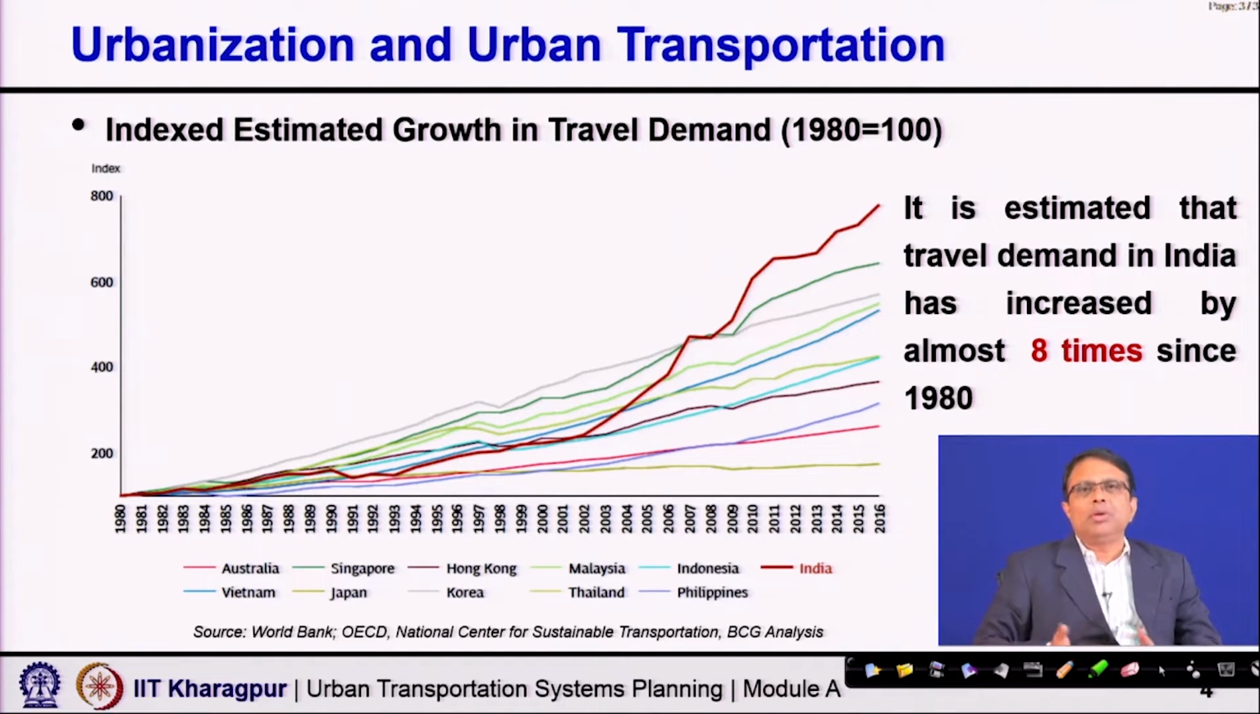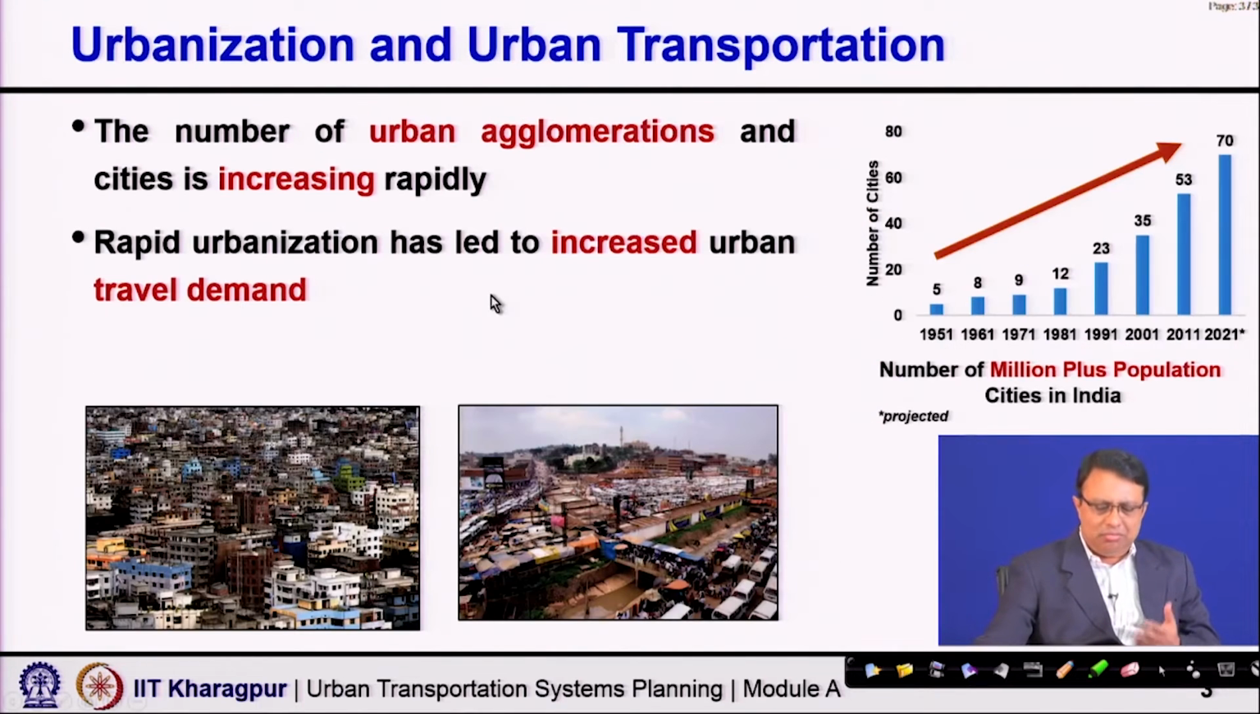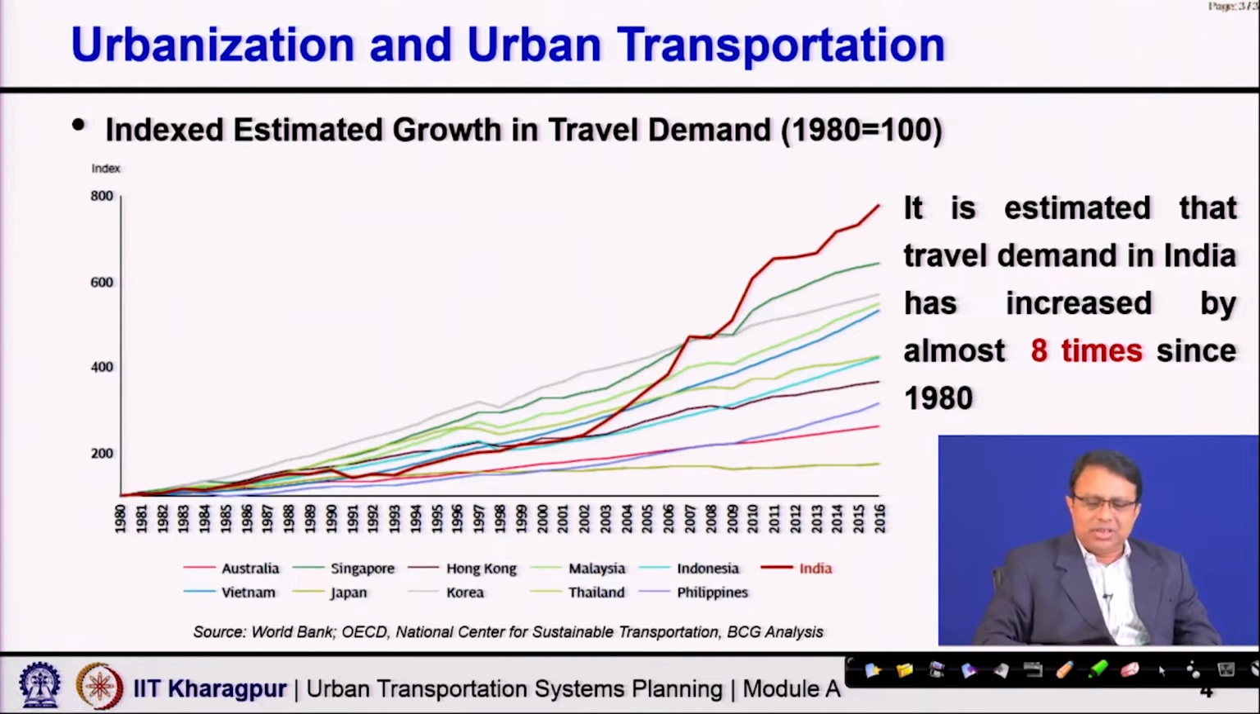Now, because more people are living in urban areas, the travel demand is also increasing. More people are living, so more people want to travel. So, obviously, the overall travel demand in urban areas is also increasing. Here I have shown an interesting representation of indexed estimated growth in travel demand. Why is it indexed? That means if we take 1980 as 100, then how the growth has happened over the years is shown here for a few cities.